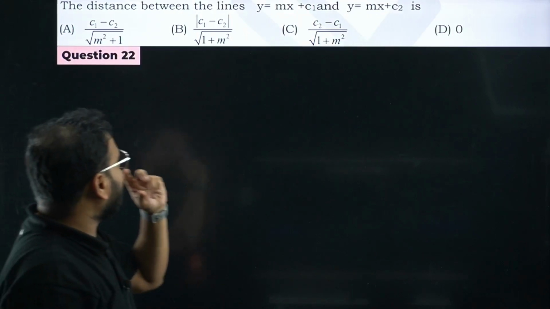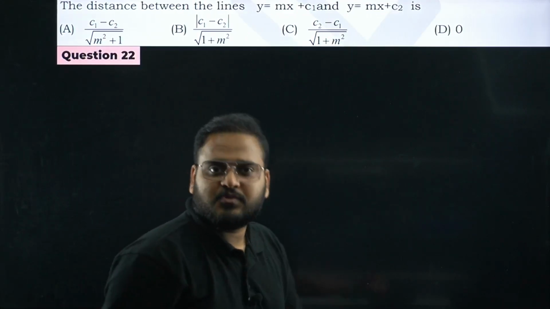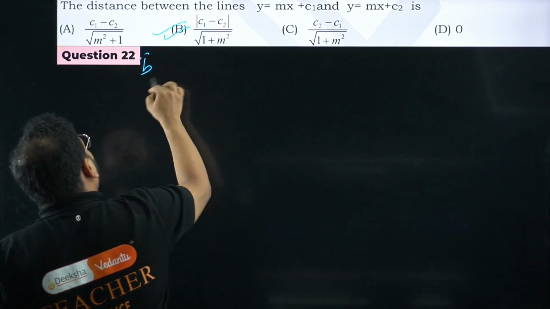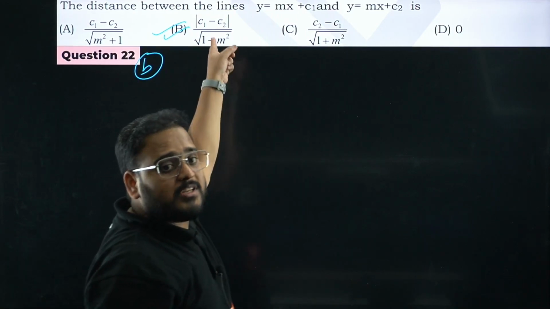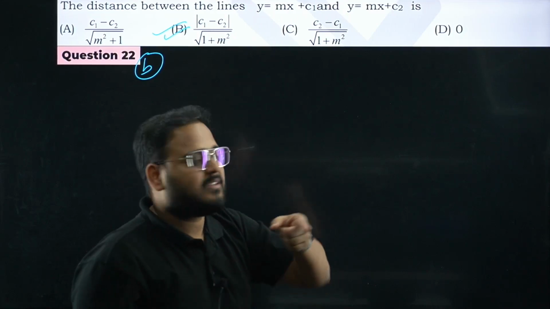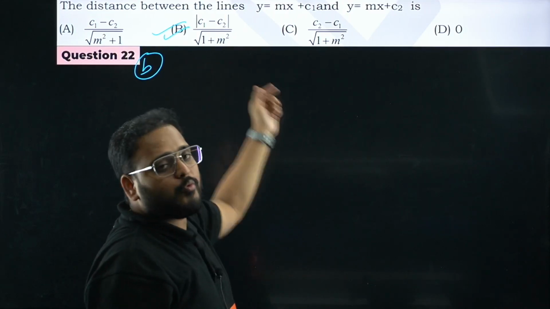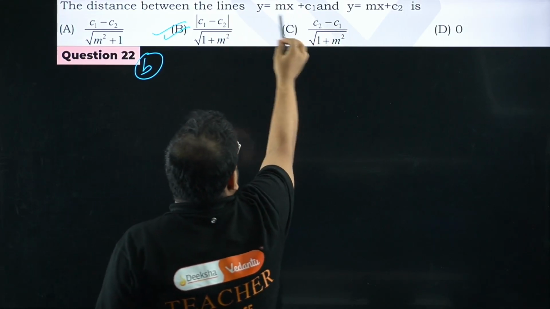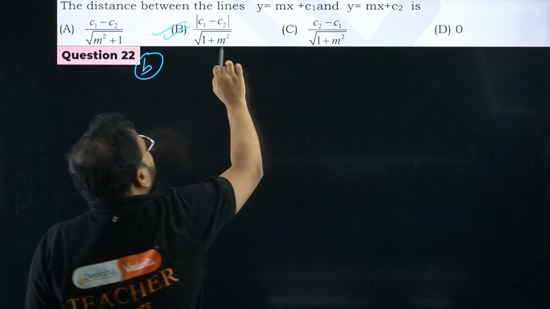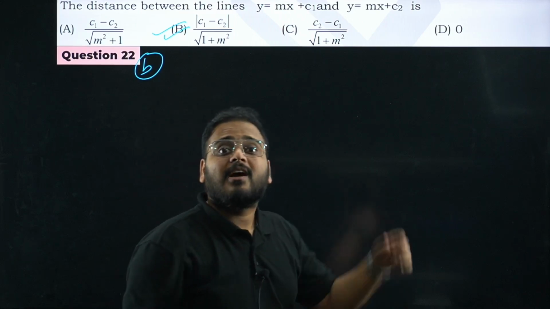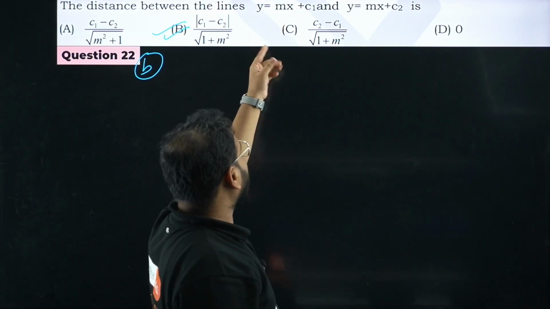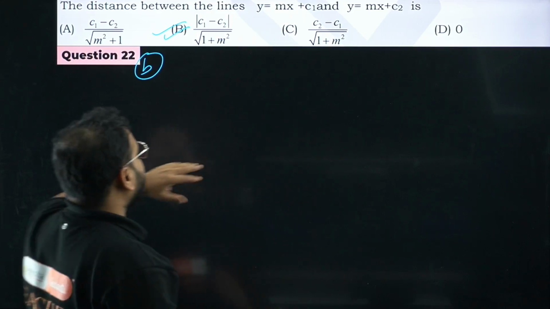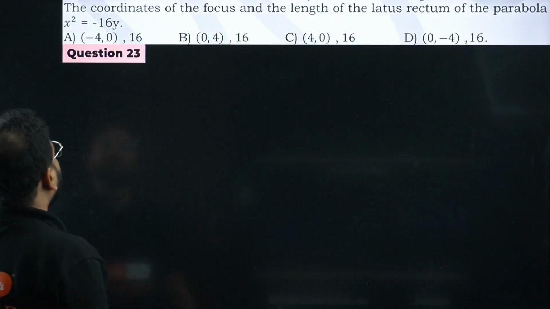The distance between the lines. Do you have to solve this question? Of course, it's a result. Option B is correct. Modulus, it's a distance, has to be positive. That's why c1 minus c2 upon root of 1 plus m square. Why 1? Because the coefficient of y is 1, and m is the coefficient of x. Forgive me. Option B is correct. Okay. Moving on to question number 23.